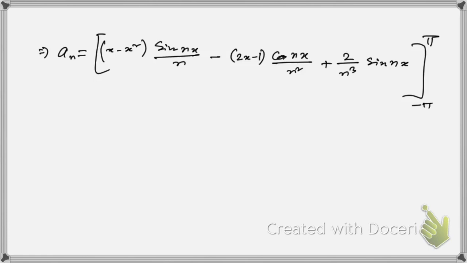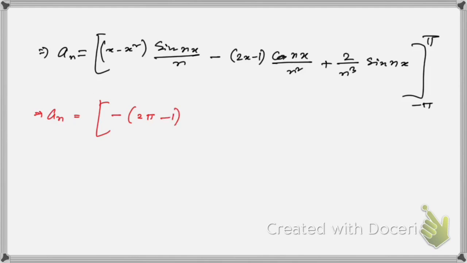Now let's put the upper limits and lower limits. Here you can see, if you put pi, then sine n pi, these two terms are going to be 0, right? On putting 0 also, these two terms are going to be 0. If you put pi and minus pi in the terms containing sine nx, both are going to be zero, in both cases. So we're going to take the middle term only, where it has cos.